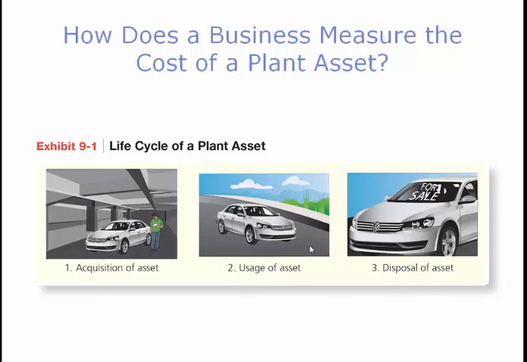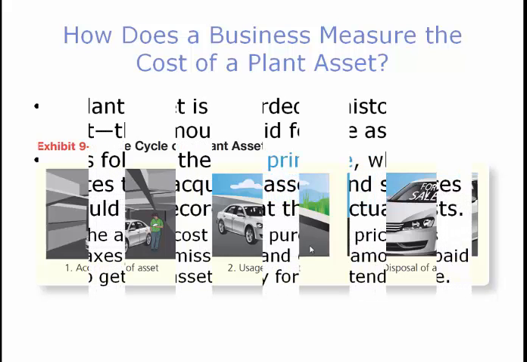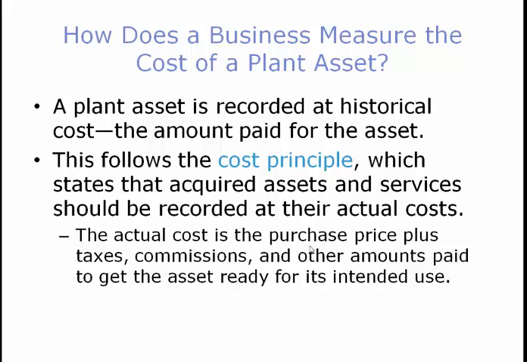How do we differentiate it? Well, we look at, and here they use a car as an example, it looks like it's a Volkswagen Passat. They look at the acquisition cost, how long we're going to be able to use it, and what we're going to get for it when we get rid of it or when we sell it. The acquisition cost, we'll talk about how to calculate that, and how the usage is where we're going to determine how we depreciate it. And the disposal cost might also be called residual or salvage value, depending upon which books you look at. So, a plant asset is recorded at historical cost.